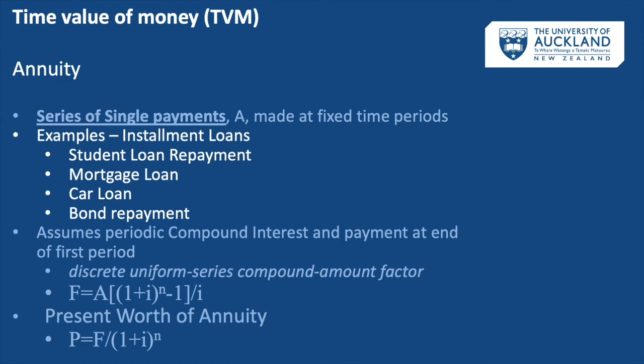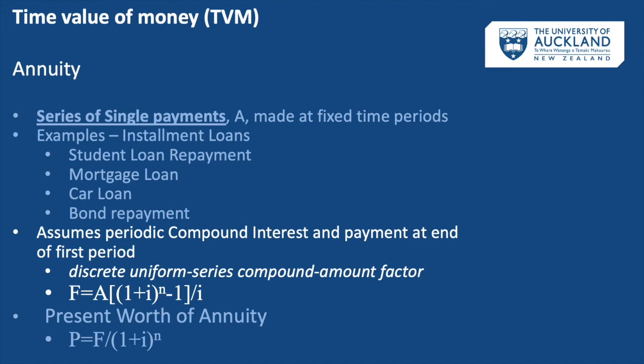Sometimes there's a balloon payment at the very end, but month after month you're making the same payment to pay down both the principal and the interest of that amount borrowed. That's an annuity, an annual payment over a period of time. It also assumes that there's some sort of periodic compound interest and a payment at the end of the first period.